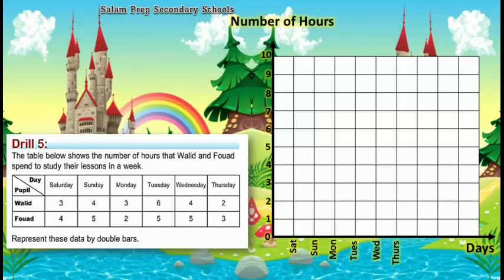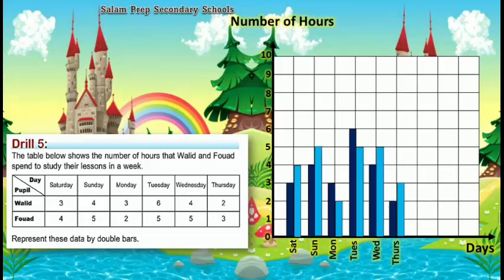Please take care. Label of vertical axis is number of hours. Please look at the table. You discover numbers are numbers of hours. Okay? Now you can represent data by double bars, but take care, you must use different colors, okay?